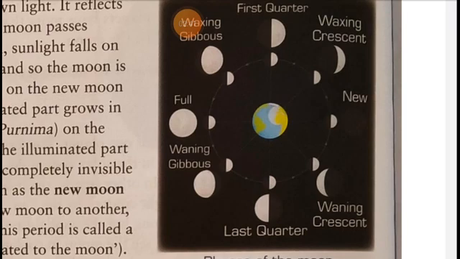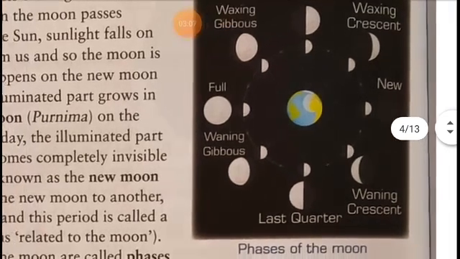Actually it is not changing its size, it is just like that. Whatever part gets the sunlight is the only part reflected by the moon, and we are able to see only that part. So these are called different shapes of the moon or phases of the moon. I hope it is clear to you now what the phases of the moon are.